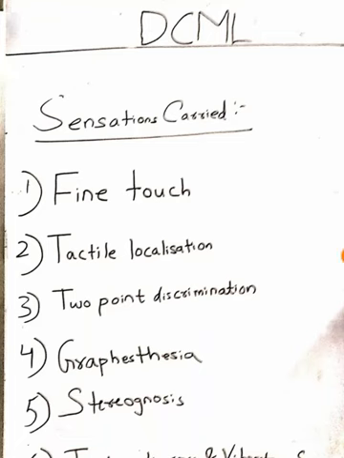Hello guys, today let's talk about the DCML pathway, that is the dorsal column medial lemniscus system. First of all, let's talk about the sensations carried by the tract. First is fine touch. Fine touch is, for example, if someone touches a cotton wisp to any part of the body, like the hand or leg. Then another thing is a feather.